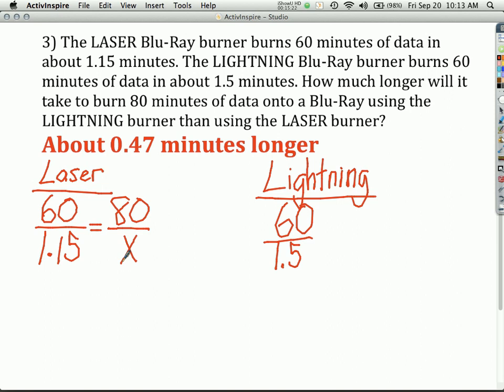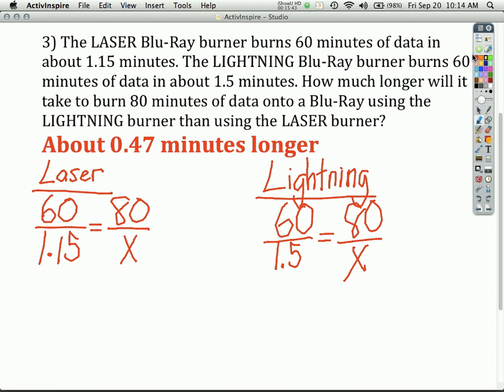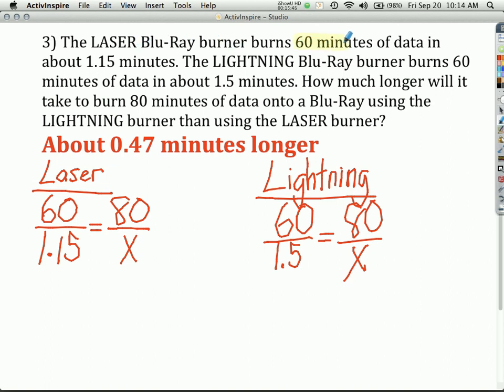And then, if you look at his paper, he did the same thing here with the lightning. And this is exactly how you use a proportion to find missing information. Everybody in this room should have been able to get this far. Because the whole key is forming a ratio of information. So you should have been able to interpret that when you're talking about one object, the laser Blu-ray player, 60 minutes of data in 1.5 minutes, that's a ratio. But then you are asked, how long will it take to burn 80 minutes of data? And that's where the 80 comes in. Okay?